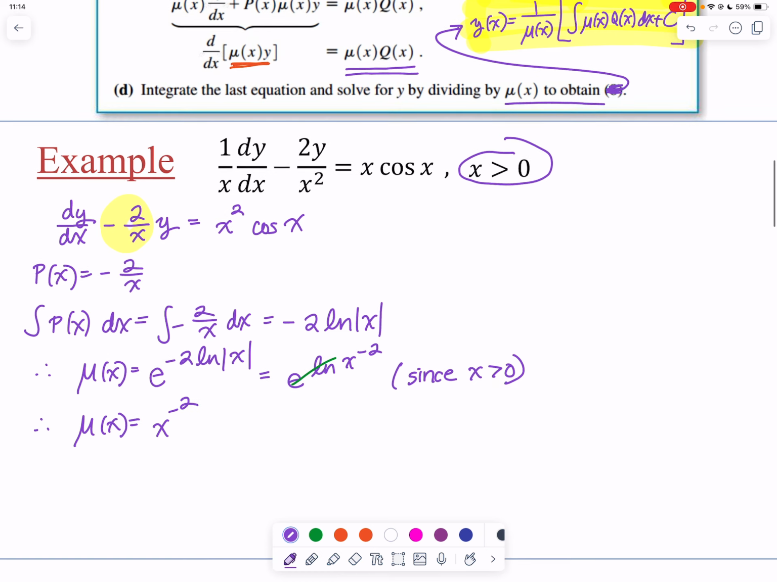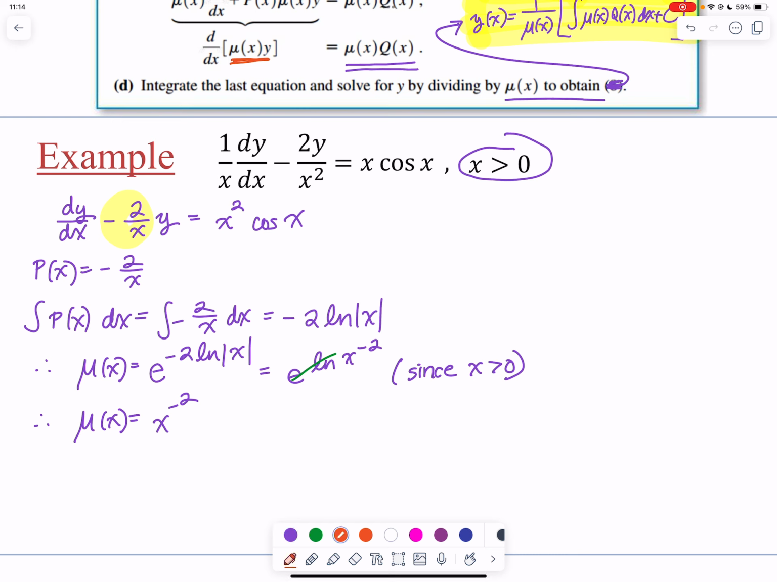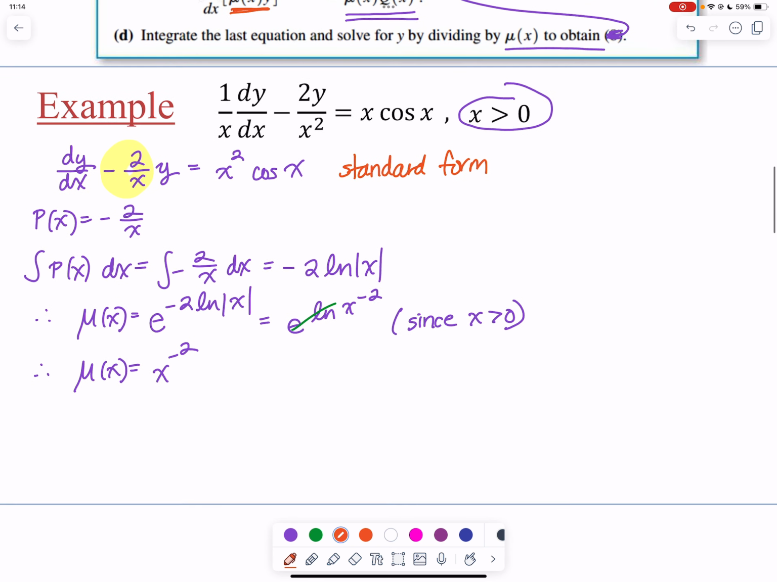So now we're going to go ahead and remember this is our standard form. So we're going to go ahead and multiply our standard form by mu of x. So we're going to have x to the negative 2 times dy/dx minus 2, and now we will have x to the negative 3 multiplied by y is equal to the cosine of x.